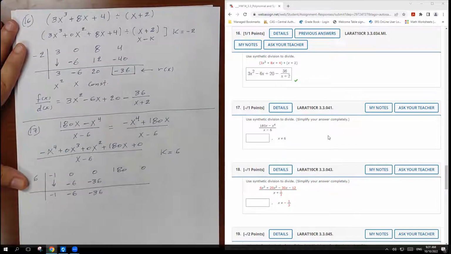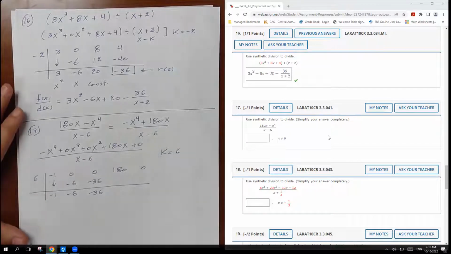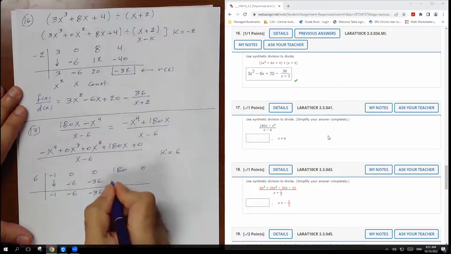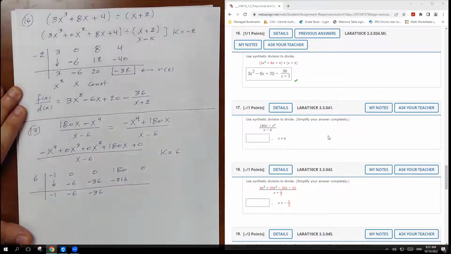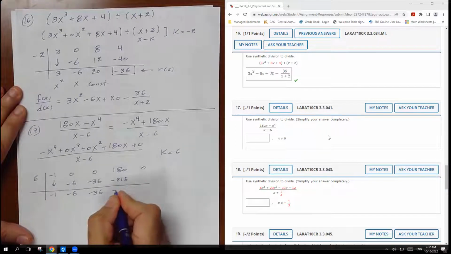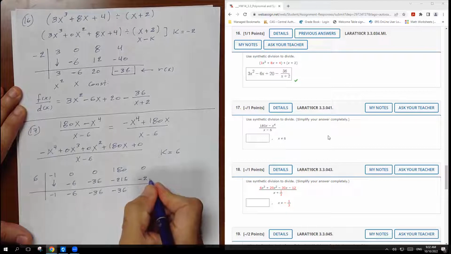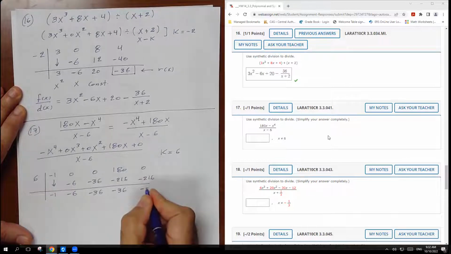Now, 6 times negative 36 is going to be negative 216. Let's check that. 6 times 36 is 216. Let's add: 180 minus 216 is going to be negative 36. The same thing, 6 times negative 36 is going to be negative 216. Add these together, it is going to be negative 216.